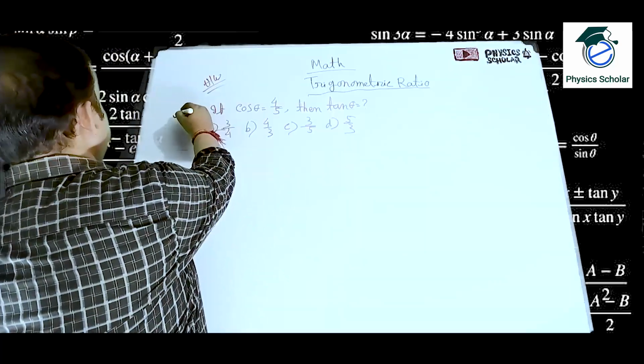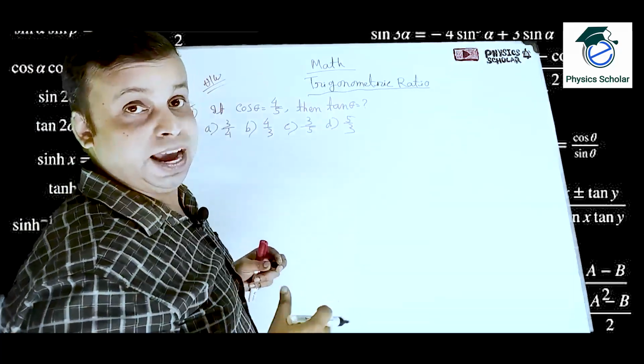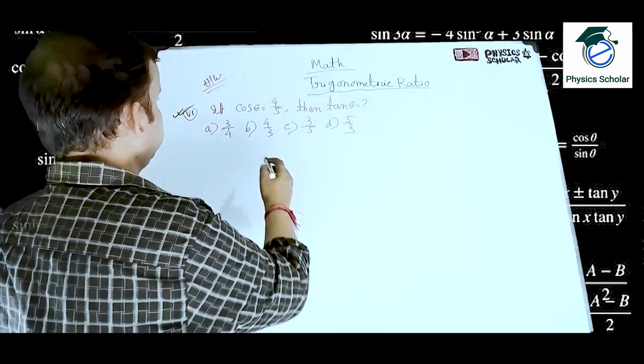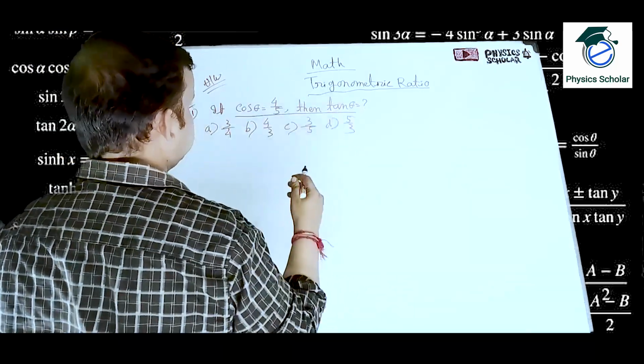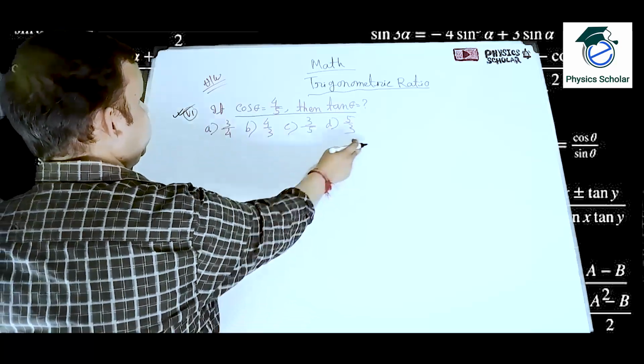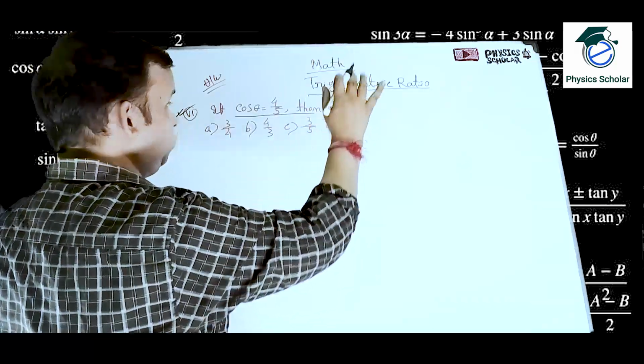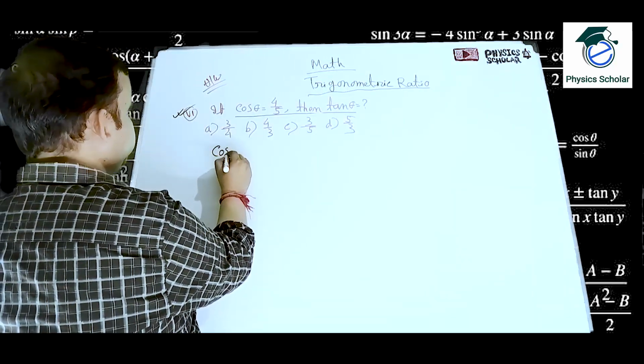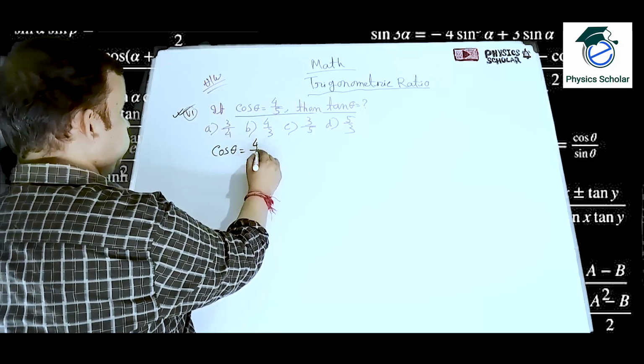Friends, this was your sum number 6 as your homework in the previous episode. So very easy sum. So cos theta is given, we have to find out the value of tan theta, and out of these 4 options, 1 option will be correct. So let's see which option is correct. So cos theta is equal to 4 by 5.